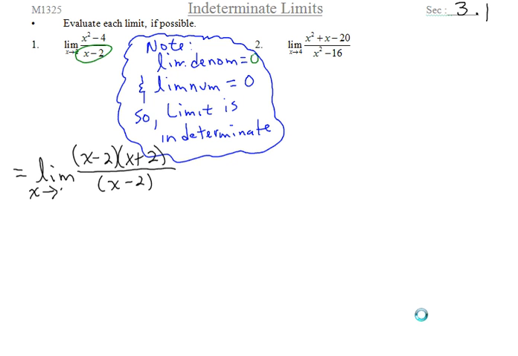Notice that I write LIM. These two expressions are equal only in the limiting sense, not as expressions by themselves, which is why I put the equal sign with the limit. The next thing I notice is that I can cancel out this linear factor of x minus 2. And the limit problem now says find the limit of x plus 2 as x approaches 2.